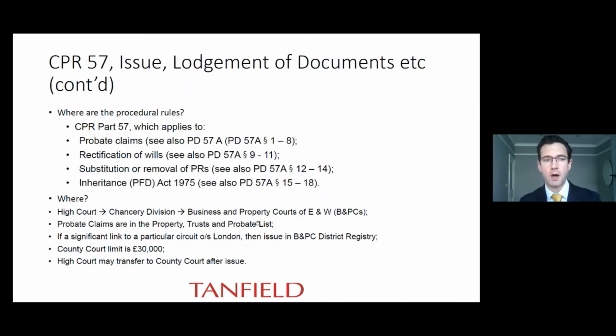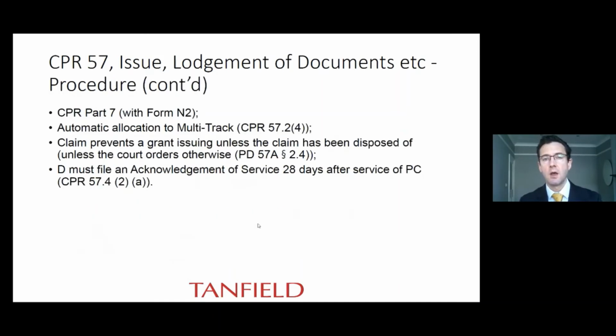The Part 7 procedure applies, with the issue form being Form N2, the claim form, and probate claims are automatically allocated to the multi-track. And when a probate claim is issued, the court should send notice to the district registry in Leeds requesting that all testamentary documents, grants of representation and other relevant documents are sent to the court. Now, this doesn't always happen, so if you are issuing, then it's worth checking that that is in process.